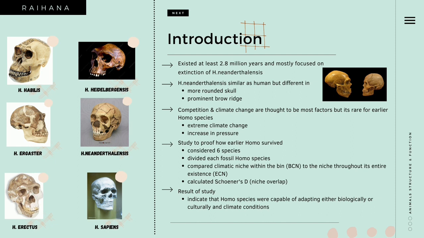It considers 6 species, which are Homo habilis, Homo heidelbergensis, Homo ergaster, Homo neanderthalensis, Homo erectus, and Homo sapiens. Each fossil Homo species was divided into bins, and the climatic niche within each bin was compared to the niche throughout its entire existence. Schoener's D was calculated to measure niche overlap. The results indicate that Homo species were capable of adapting, either biologically or culturally, to climate conditions.